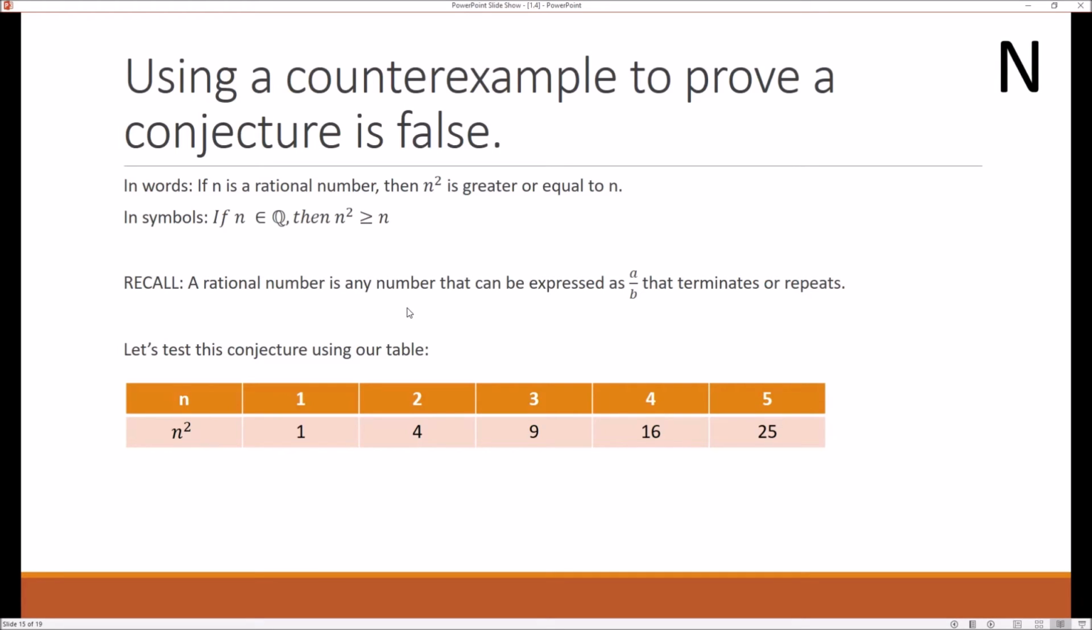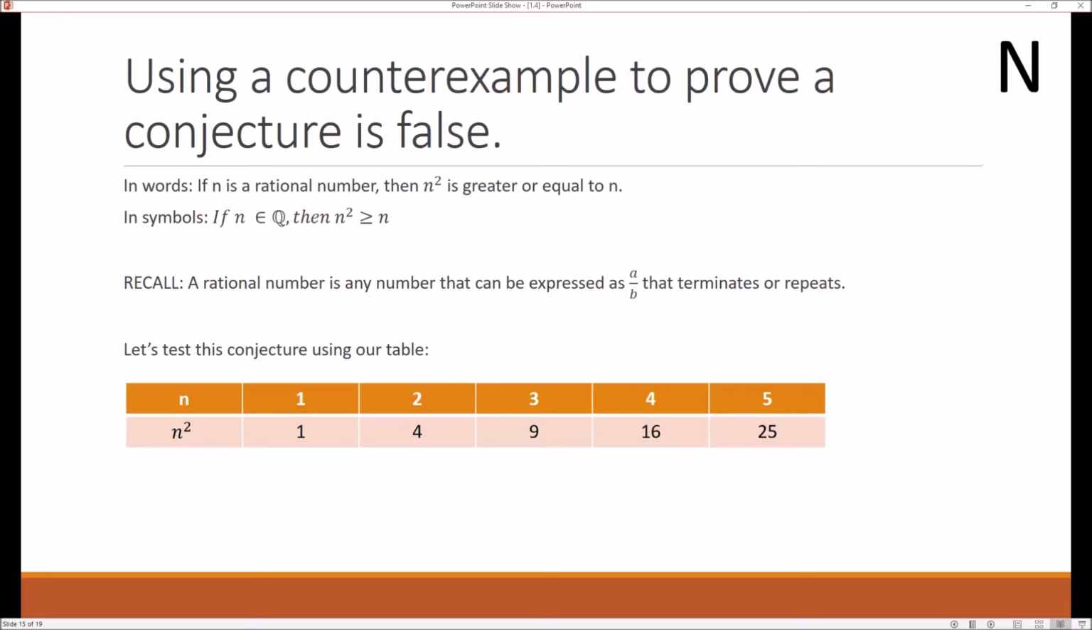Recall that a rational number is anything that can be expressed as a over b, and it terminates or repeats. So 1 over 4 is rational because it terminates to 0.25. 1 over 3, which is 0.3 repeating forever, is rational because it follows a pattern. Something like pi, which never repeats, never terminates, is irrational. So this doesn't work. Pi is not in the scope of this question.